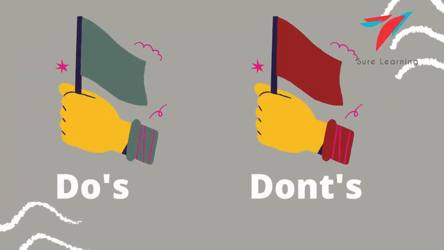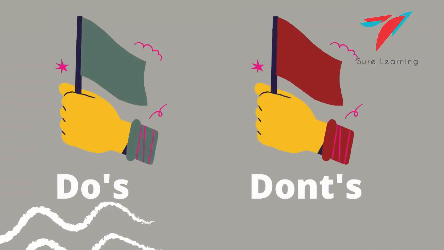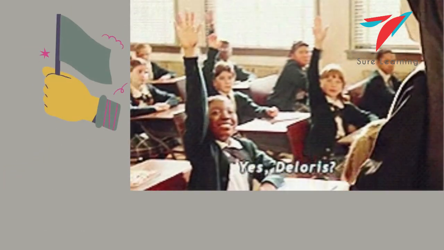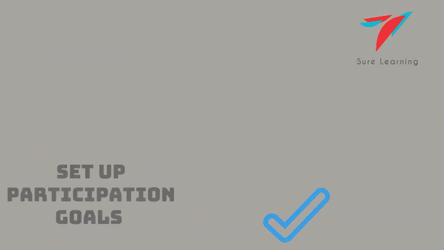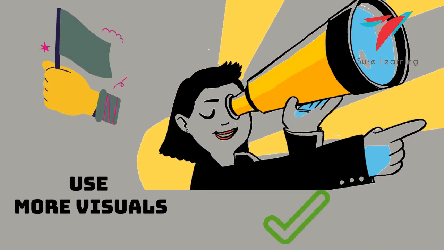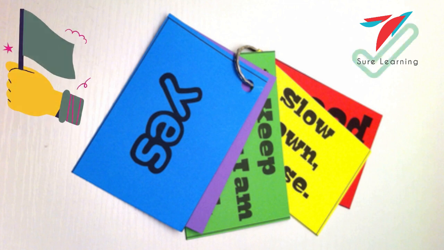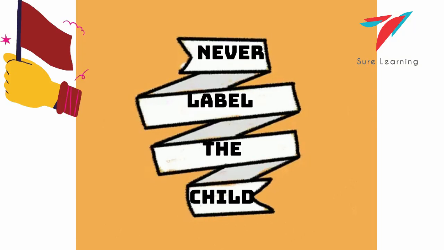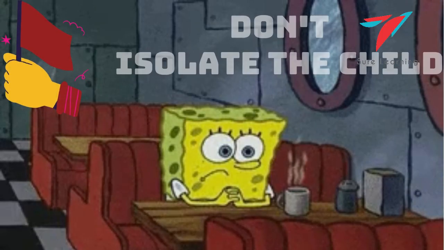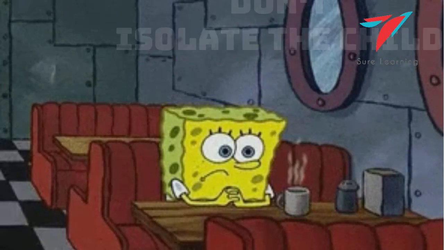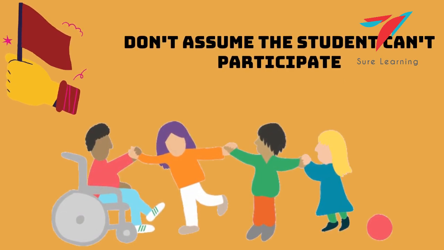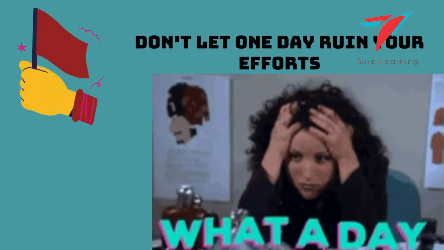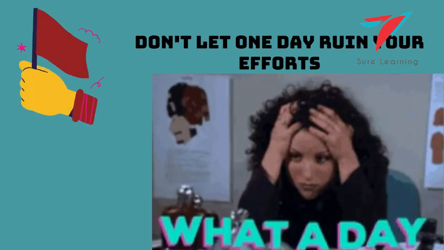Do's and don'ts of identifying SEND students. Do's: get to know your students and their background, set up target communication and participation goals, use a consistent routine and more of visuals, use response cards or other interactive strategies. Don'ts: never label the child. You should not always isolate the children from the class group. Don't assume the student can't participate. Always try to include them in all the activities. Don't let one bad day eliminate all the future participation.